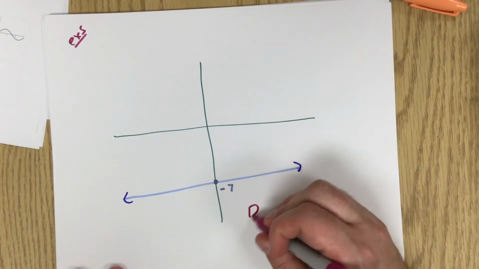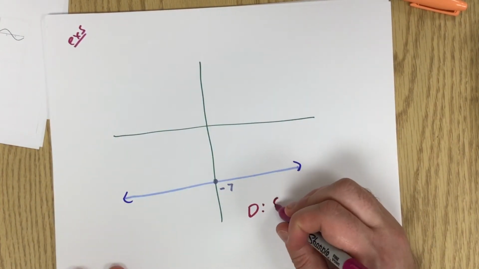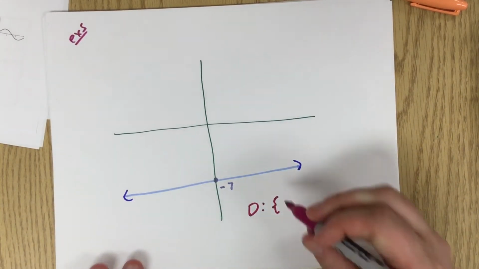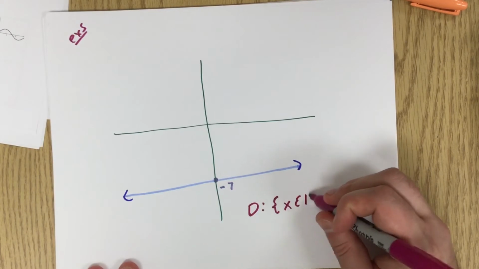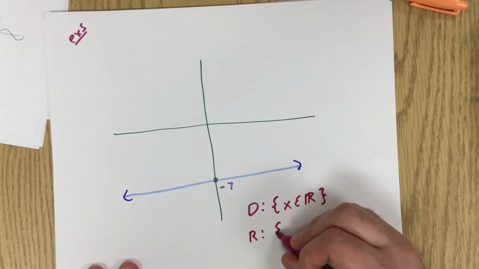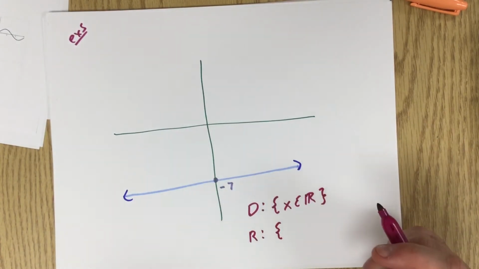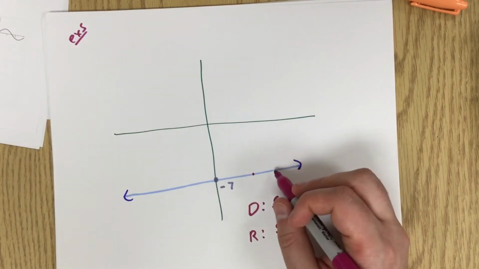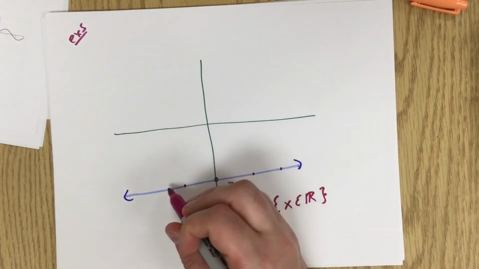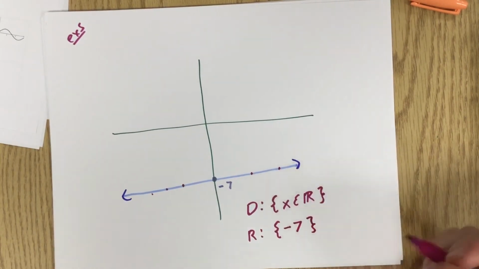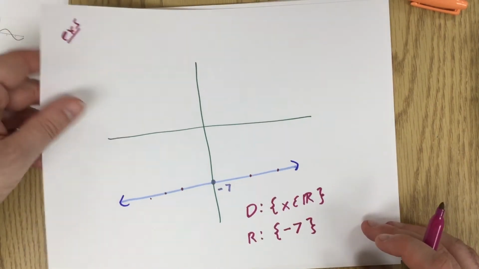So the domain, what are all the values of x? It's all the values of x. So the domain is just x is all real numbers. The range, what's the set? So the range is the set of all the values of y, and y over here is -7, and here it's -7, and everywhere it's -7. The range is just -7. That is the set of all the values that y can be. It's just -7.